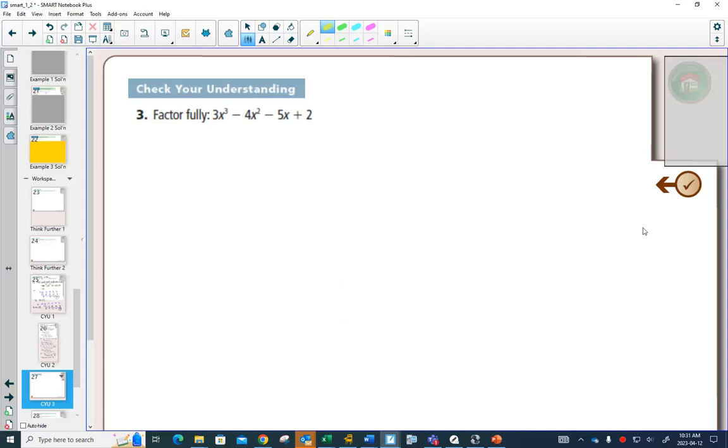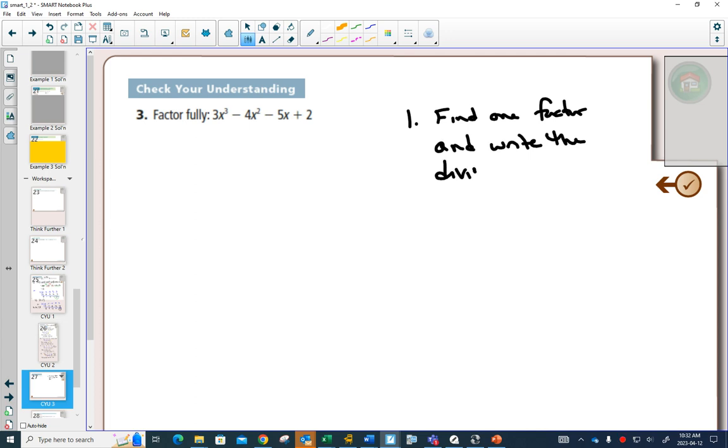All of our work so far has led us to this part, and this is one of the key things of this first chapter. How do we factor something bigger than an x squared? So what we're going to do to factor something fully is, first step, we're going to find one factor and write the division statement.